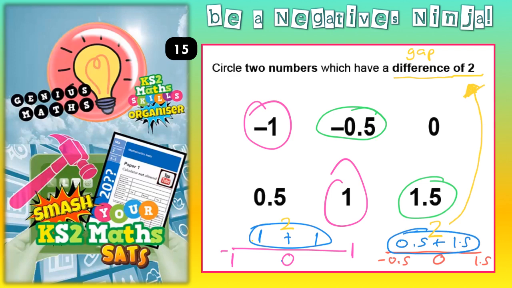So there you have two different answers. You could have -1 and 1, or -0.5 and 1.5.